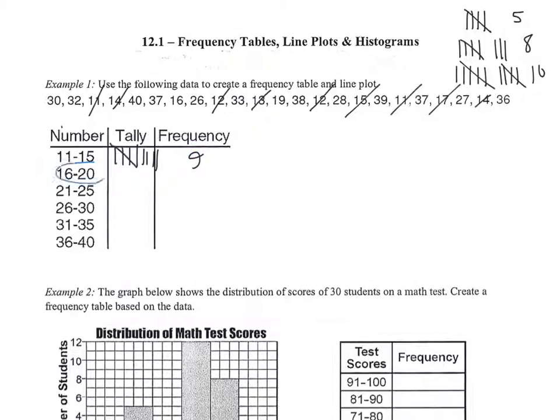So if I do 16 to 20, this one's 16 to 20, this is 16 to 20, and this. Oh, I see what I did. This should actually be 8. So that shouldn't be there. Okay, so then I'm going to have 3 tally marks, 1, 2, 3, and I write the number 3.